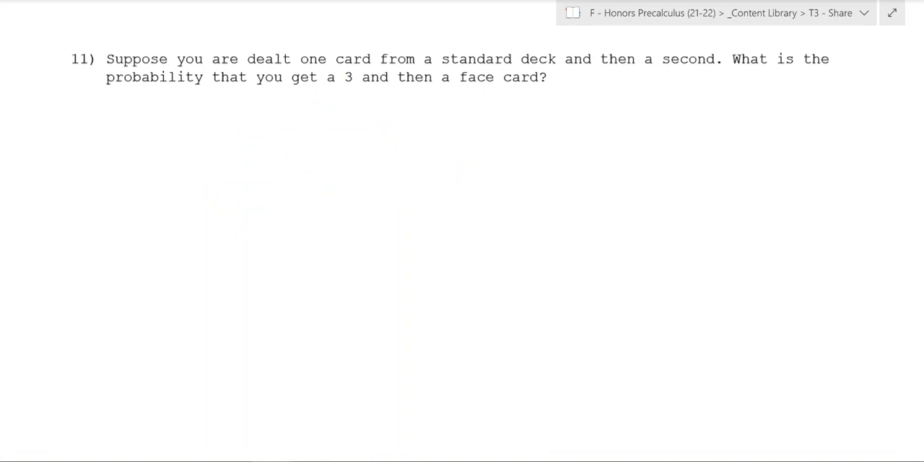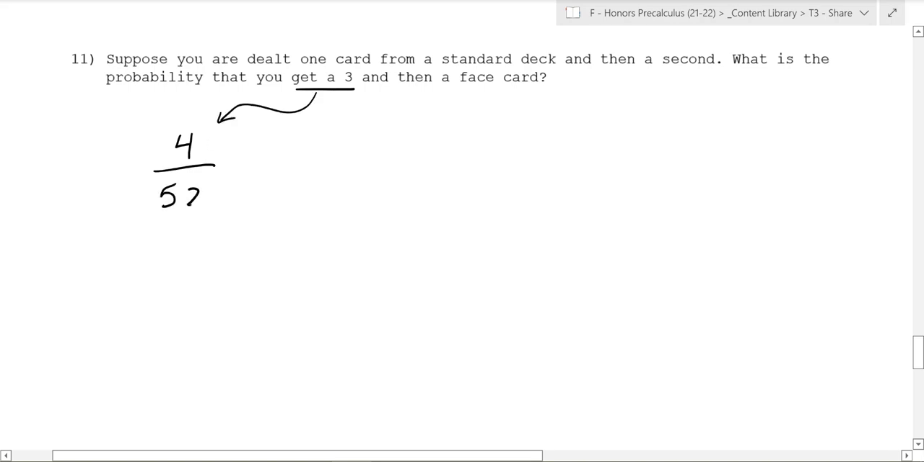It says, suppose you are dealt one card from a standard deck and then a second. What is the probability you will get a 3 and then a face card? Again, what is the probability that you will get a 3? There are 4 different 3s in the deck, so the probability to get a 3 is 4 over 52, because there are 4 3s and 52 cards total.